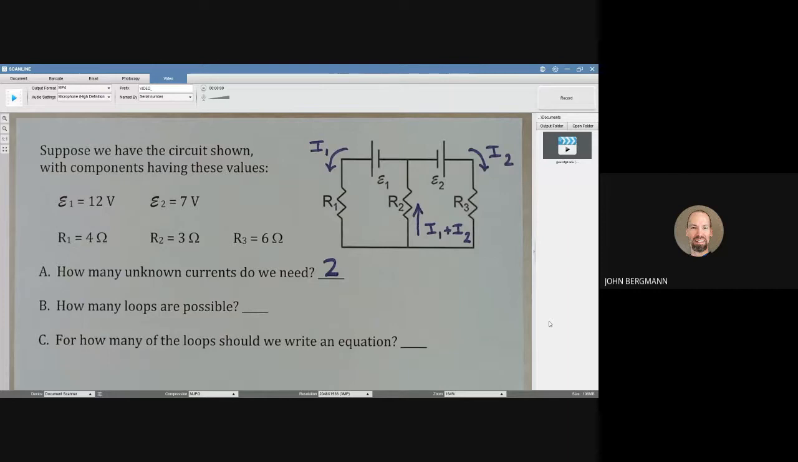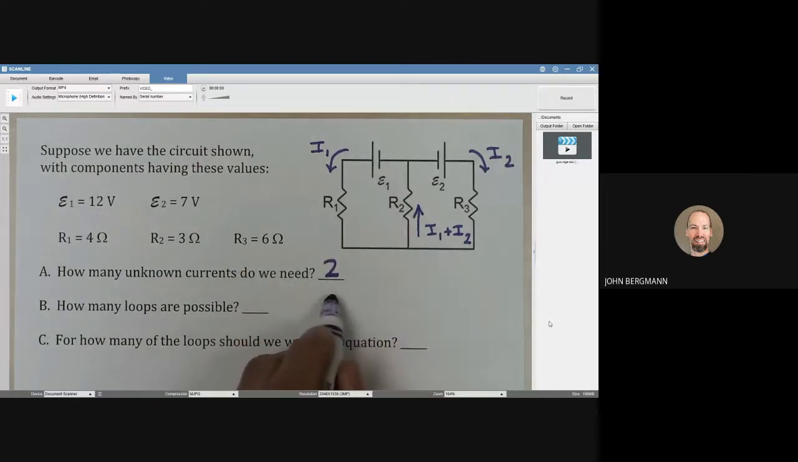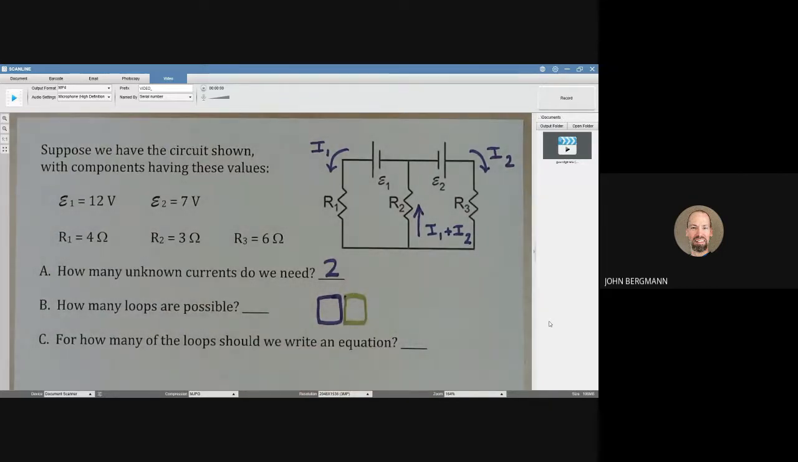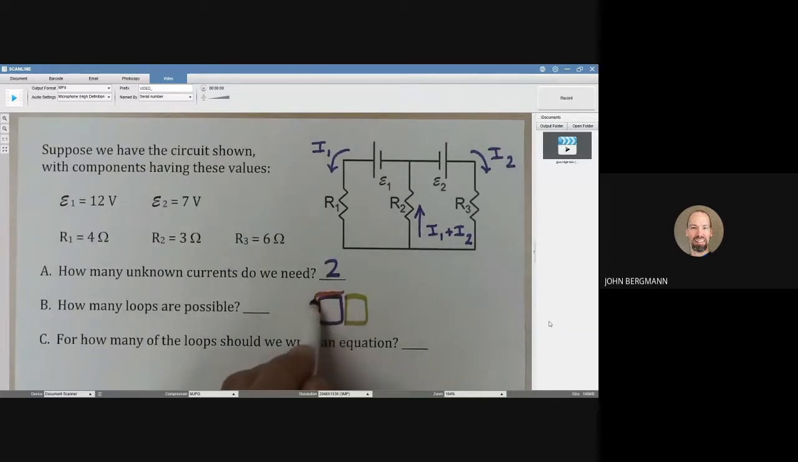All right, well, there's a left loop here. So let me just draw a little sketch. There's a left loop that we can go around, and then we could go around the right loop. So I'll draw that one. That's a second possibility. Or we could go all the way around the circuit. We could do that loop if we wanted. There are a possible 3 loops to choose from, but we're only going to choose 2 of them because we only have 2 unknowns. For how many of the loops should we write an equation? Just 2 of these. So we'll solve this one in the next video, but that's kind of how we set this up.